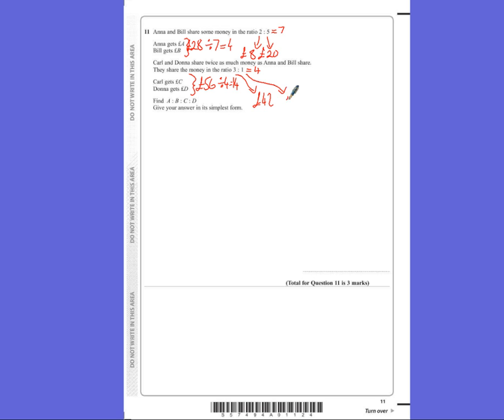And 1 lot of 14 is 14. So the ratio would be 8 to 20 to 42 to 14. Now each of those are even, so we can definitely divide by 2. So if we divide by 2, we get 4 to 10 to 21 to 7. Now we know that 7's prime, and 7 doesn't go into the other ones, so we can leave it at that.